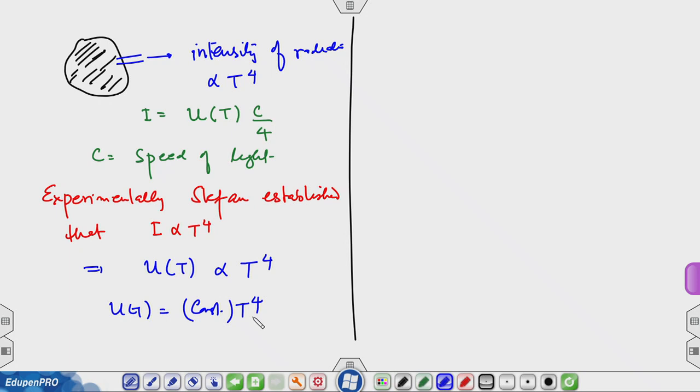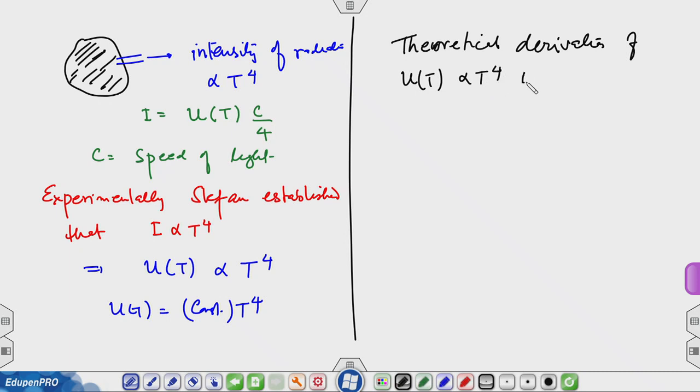Now, where does the name Boltzmann come in from? That comes because now I am going to derive it theoretically using thermodynamics. So, this is experimental fact. Now, theoretical derivation of u_T proportional to T raised to 4 using thermodynamics.